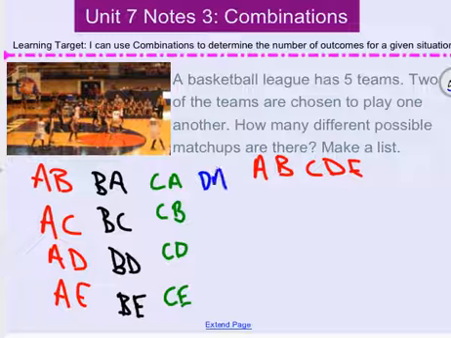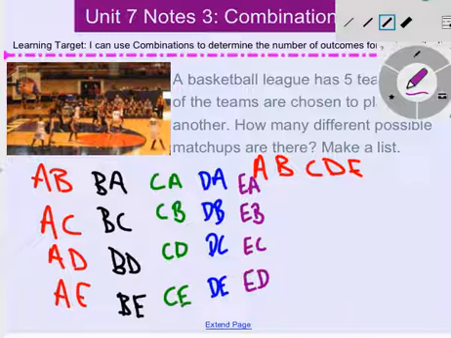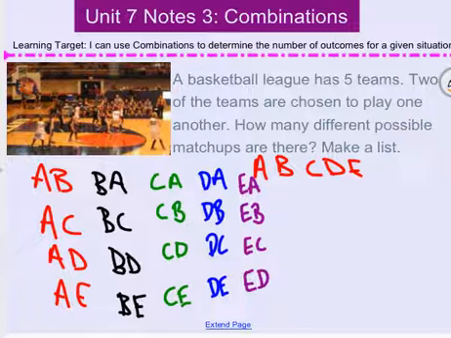D plays A, D plays B, D plays C, D doesn't play D, that's what I was getting at, so D plays E. And then last but not least, E needs to play everybody, so E plays A, E plays B, E plays C, and E plays D. Now I need another color, so I'll grab one here. I'm thinking like an orange.